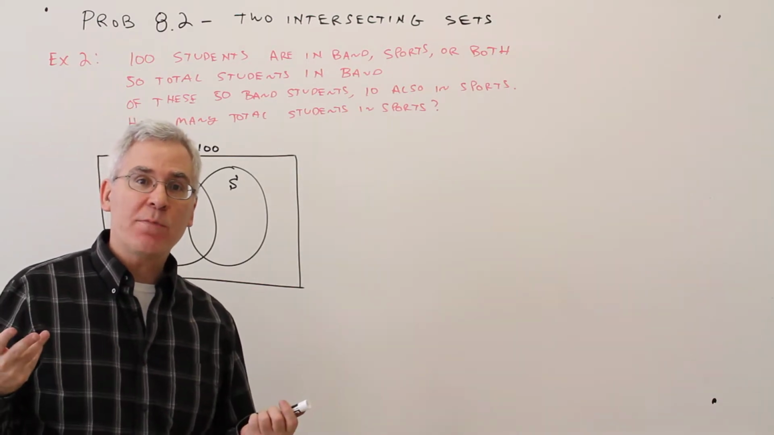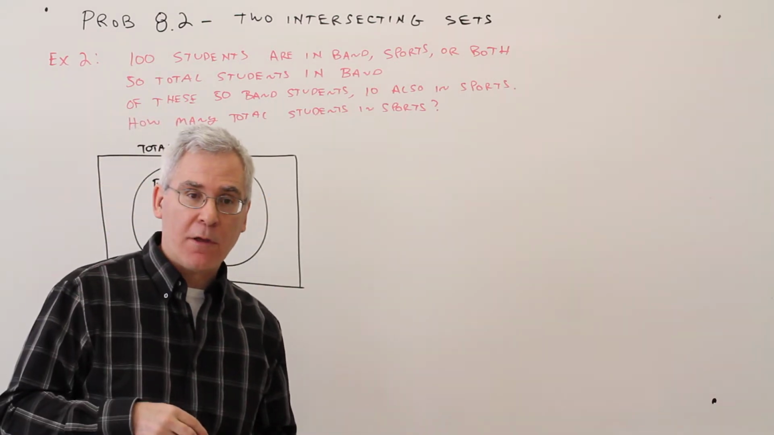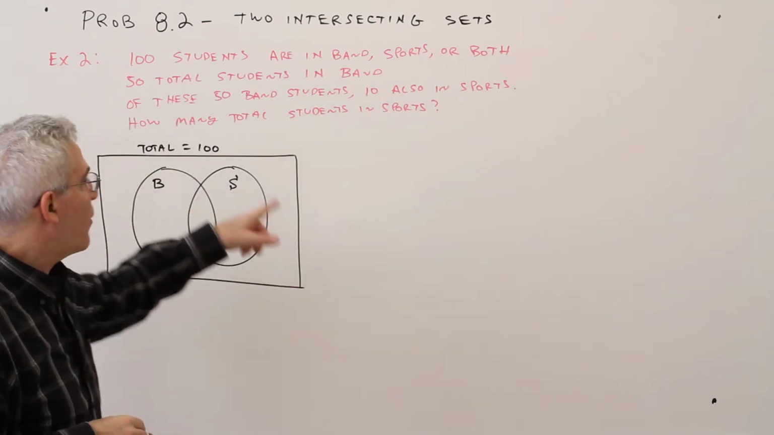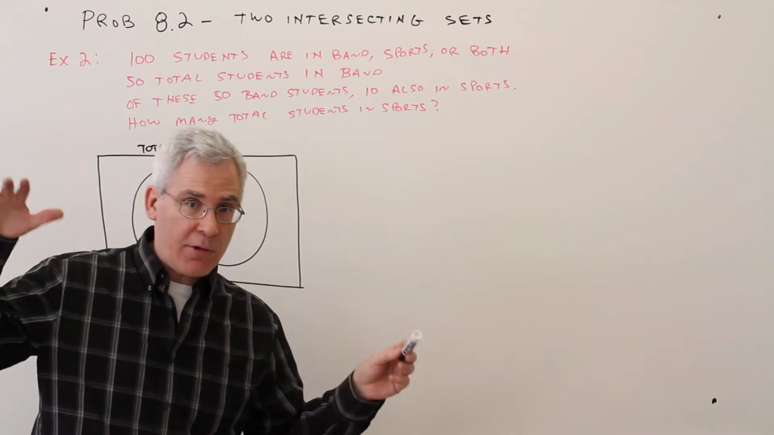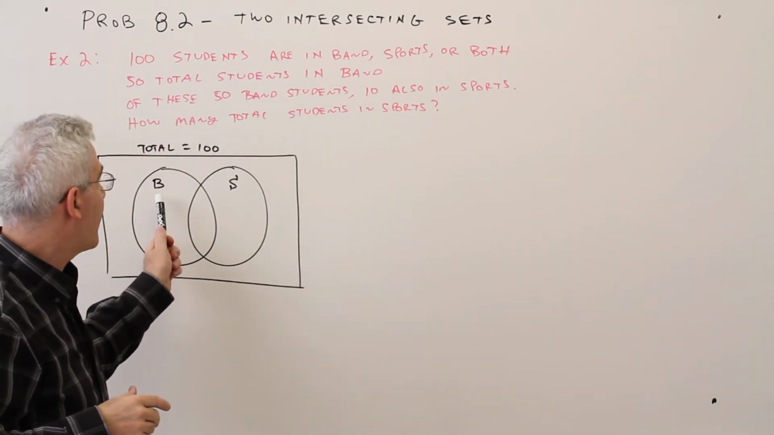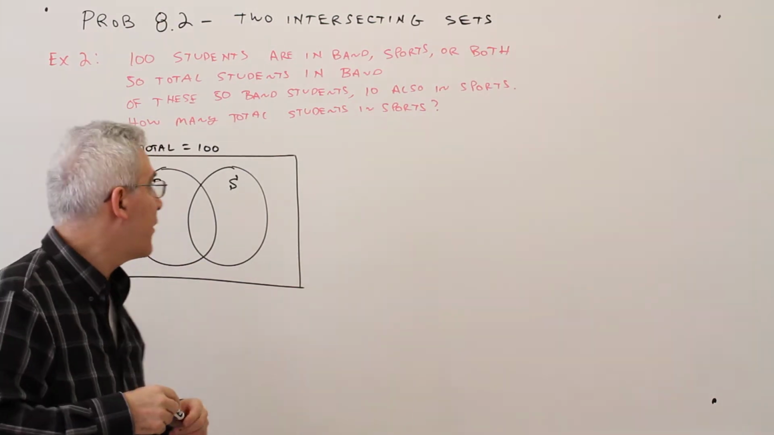Okay, I'll show you two methods of doing this, with a picture or with that previous formula we had for two overlapping sets. All right, so I drew a Venn diagram here. My total universe is those 100 students that are in band, sports, or both. And I've got two overlapping sets, band and sports. Again, you could be in both, so we could overlap the sets.